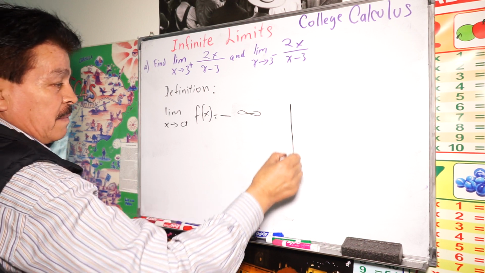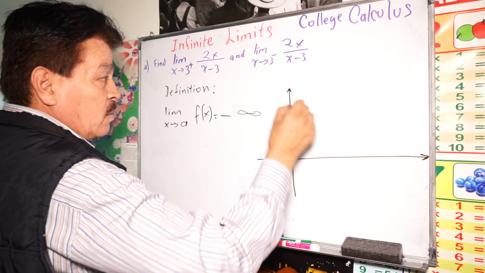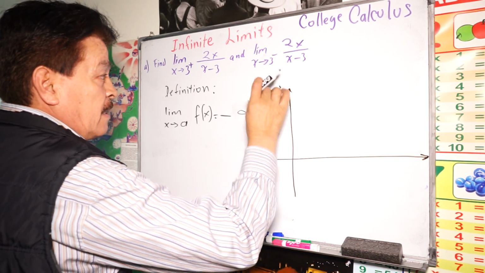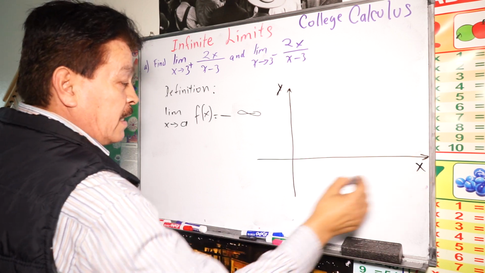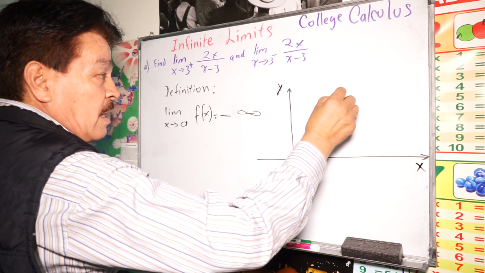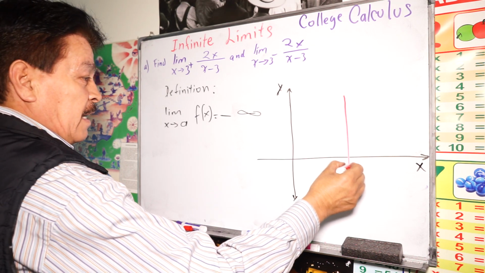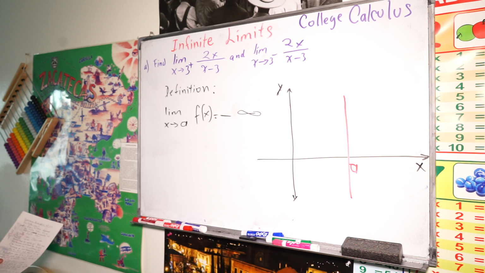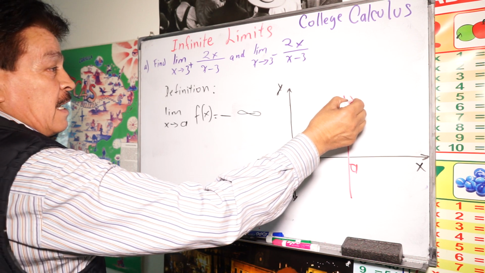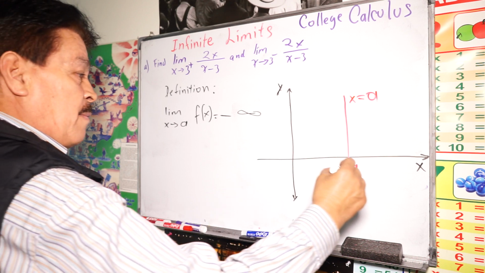So we have the graph. Let me make the graph something like this. Okay, this is y, this is x. Let me write the vertical line. You have the vertical line right here, and this is a right here, and this is x equals a right there, and then make the graph. So the graph should be like this.